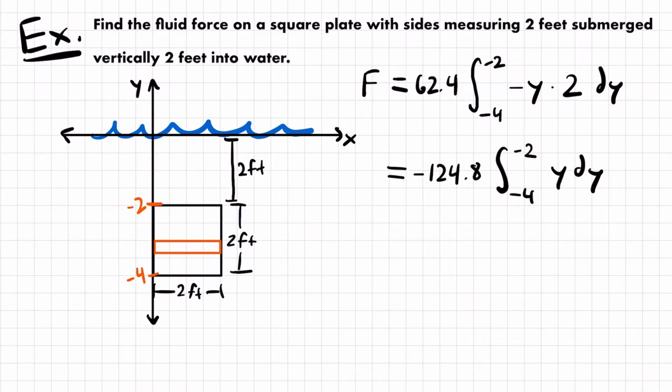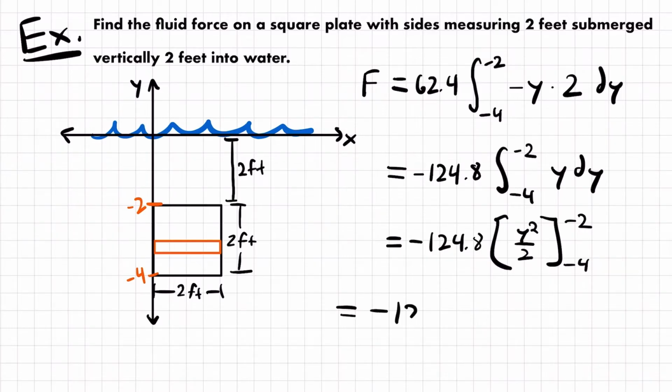And so if we use the power rule of integration on y, we will add 1 to the exponent to get y squared, and then divide by that new exponent of 2. And so this will be equal to -124.8 times y squared divided by 2, evaluated from -4 to -2. All right, and so now if we evaluate this expression at -2 and subtract the evaluation at -4, we will have that this is equal to -124.8 times -2 squared divided by 2 minus -4 squared divided by 2.